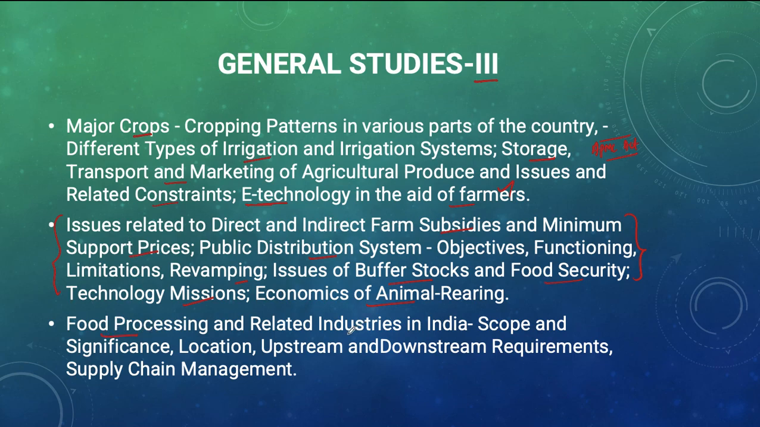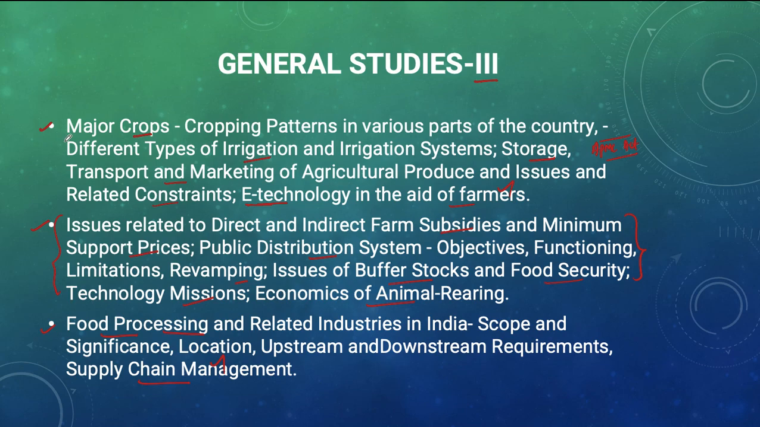Food processing and related industries in India, scope and significance, location, upstream and downstream requirements, supply chain management. Supply chain management is now getting more importance in the exam, and food processing related industries also we need to prepare very well on these, students, because from this we can expect one question, and from the second topic you can expect one question, and from the first topic you can expect one question.